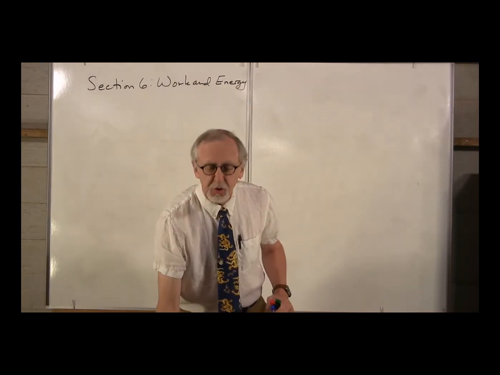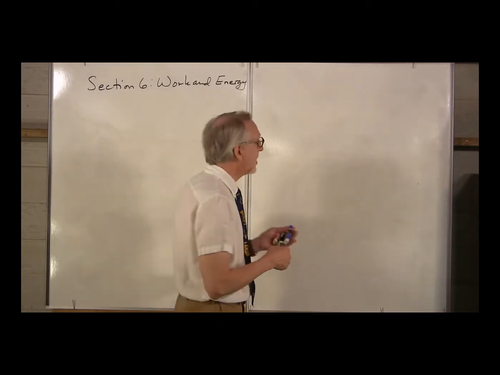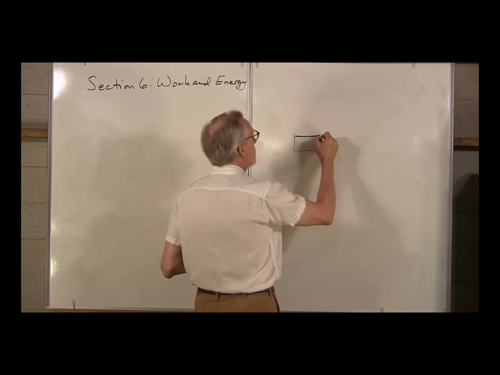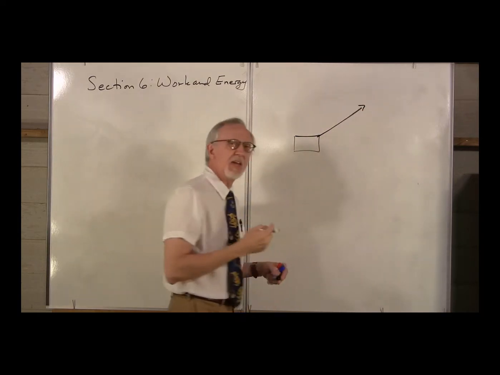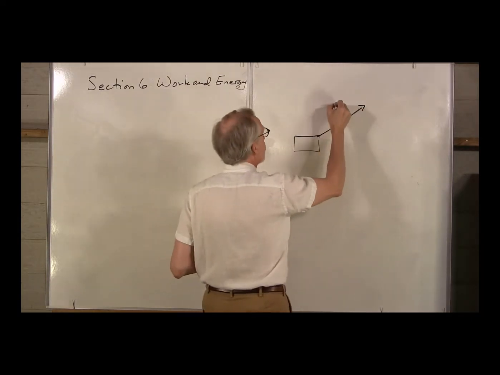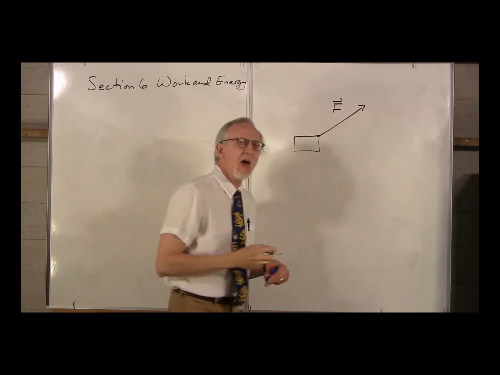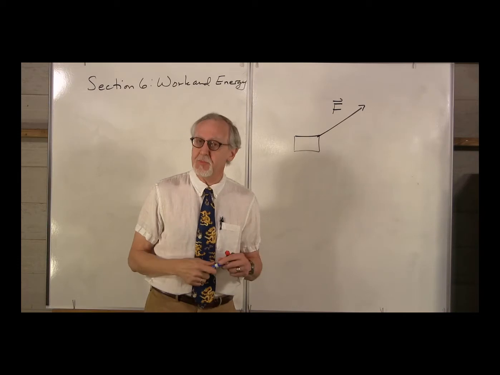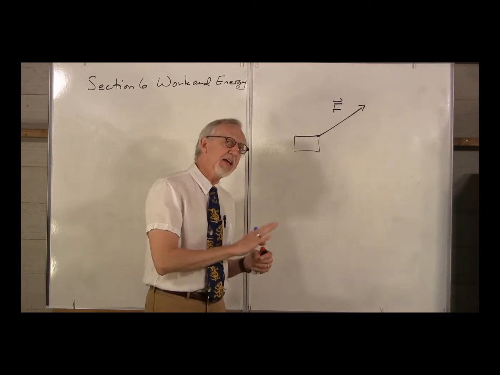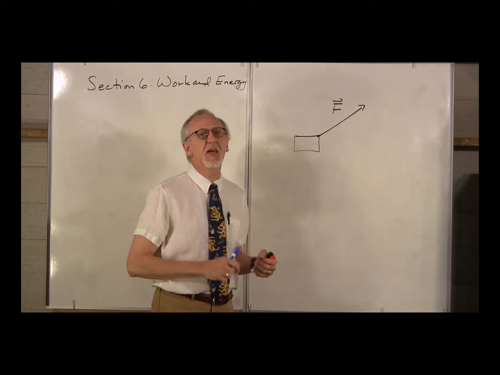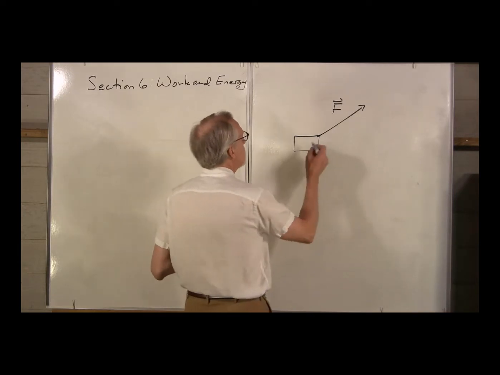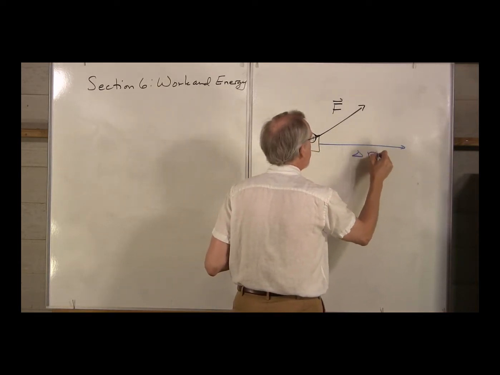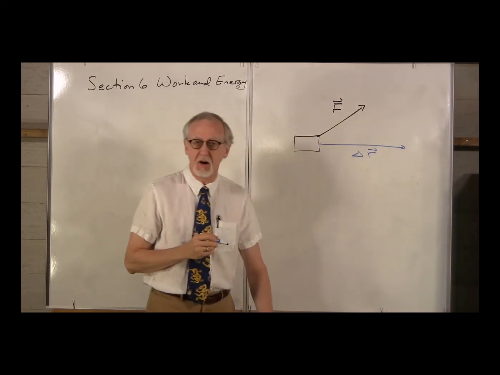Let's imagine that you apply a force on an object. So here's some object, and you apply a force on it in a particular direction. So here's the force vector. And that object moves some displacement delta R. The displacement does not have to be in the same direction as the force. So let's imagine we have some displacement in that direction, and we'll call that delta R.